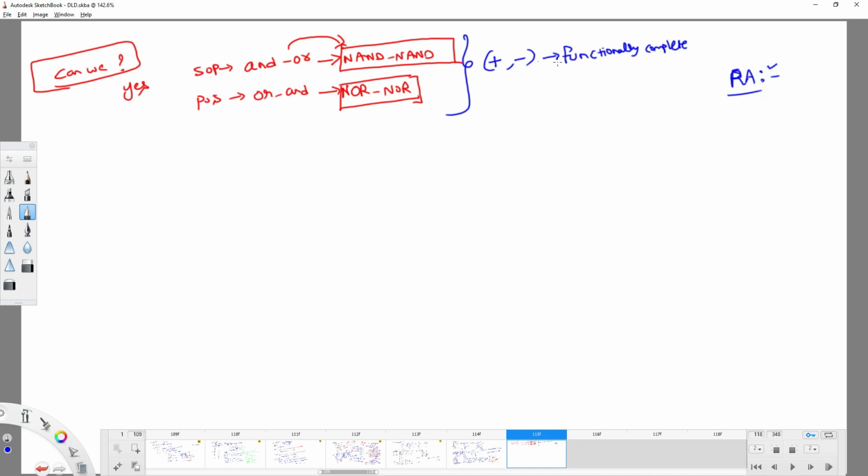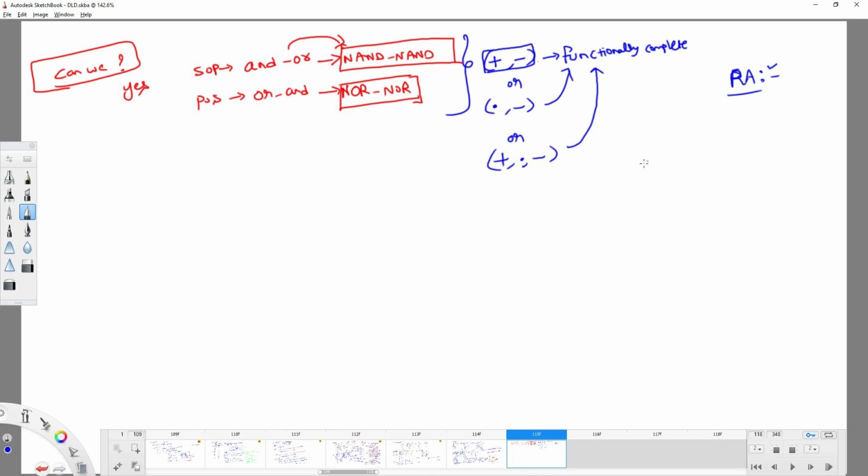Similarly, functionally complete means whatever functions we are going to construct, if you are able to construct them with the help of plus and not, I can construct any other kind of Boolean equation. Similarly, if I have and not, this also I can call functionally complete. If I say plus or and not, can I call this functionally complete? These two are independently functionally complete. If I combine them, I can call it functionally complete.